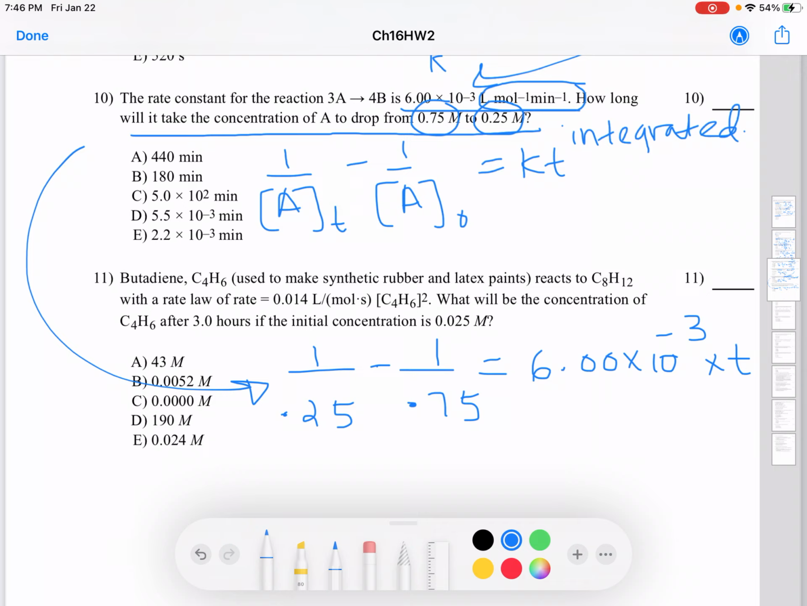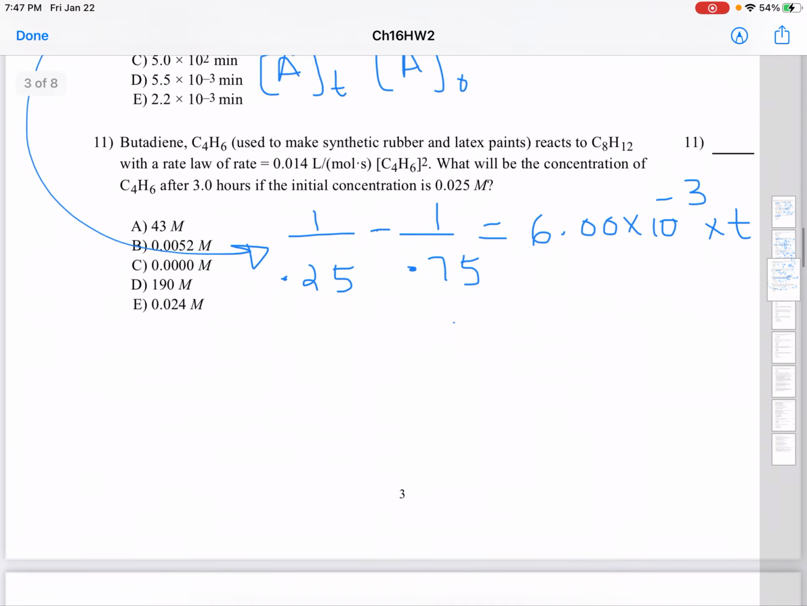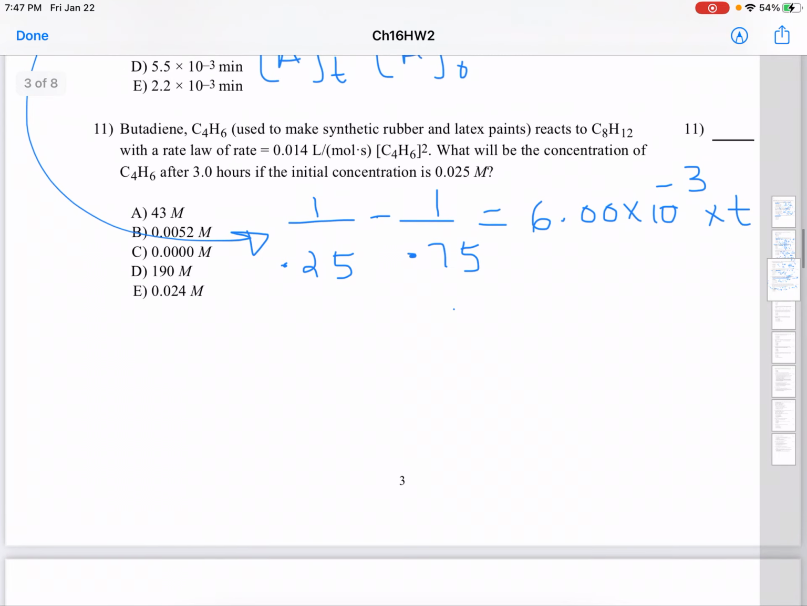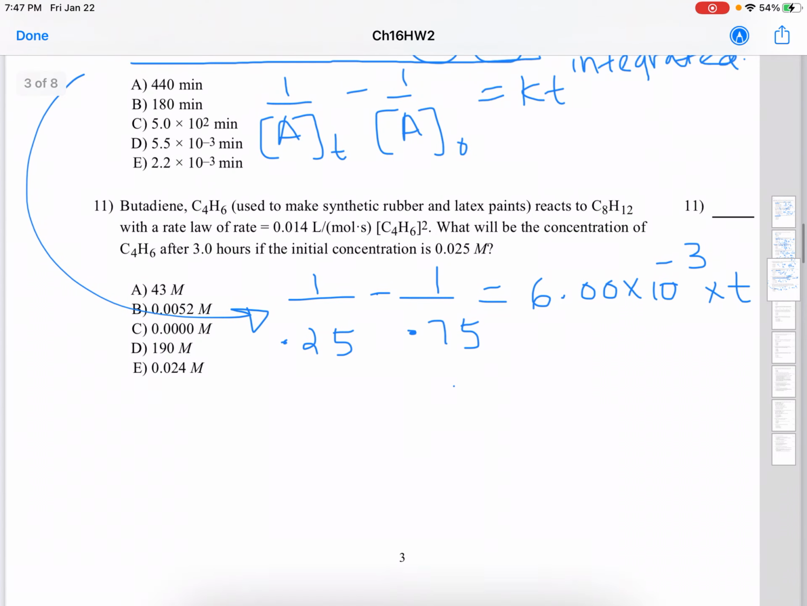And for number 11, let's do number 11. Butadiene. I'm going to erase this part over here.